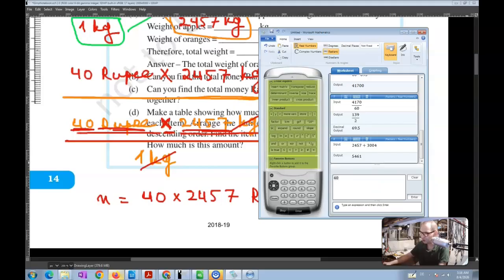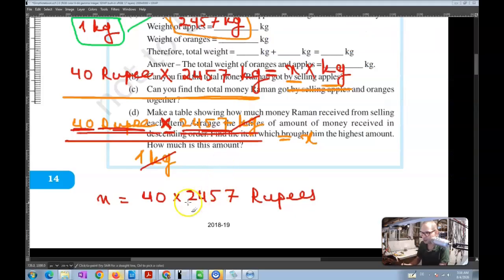Okay, so if I say 40 times 2,457, that's the same thing as 98,280. So that means that as a result of selling these 2,457 kilograms of apples, Rahman got last year 98,280 rupees. Okay, so that's how you would solve this problem.